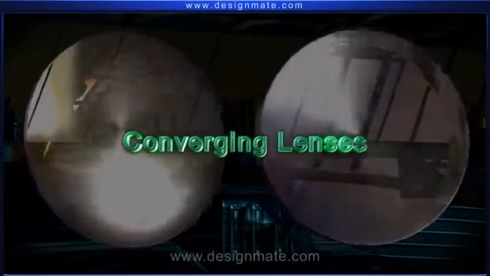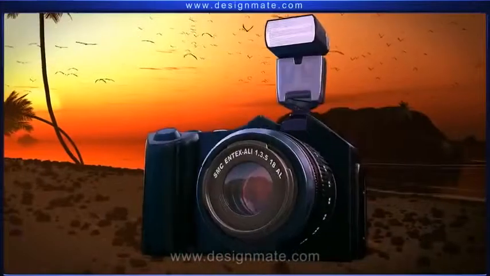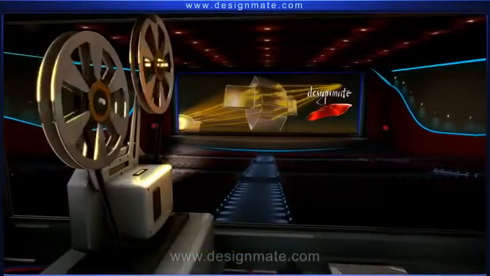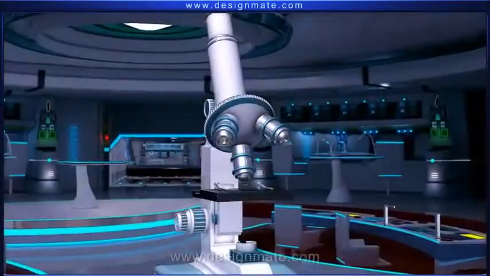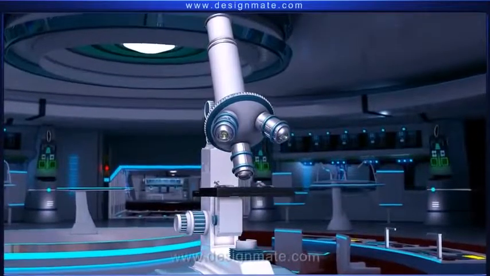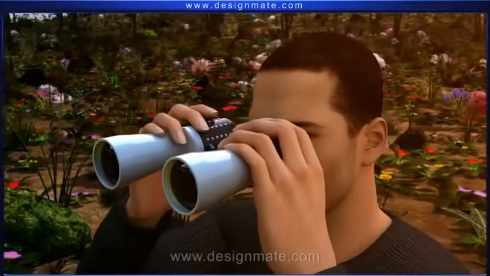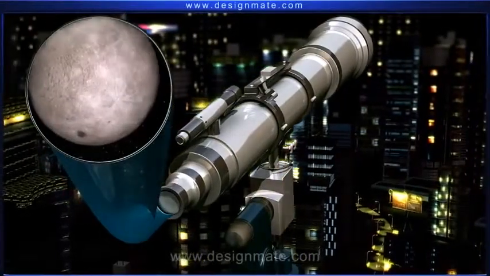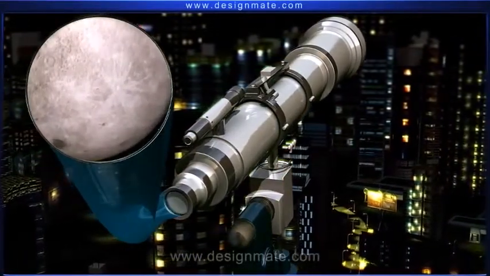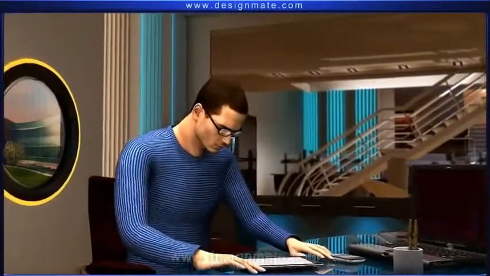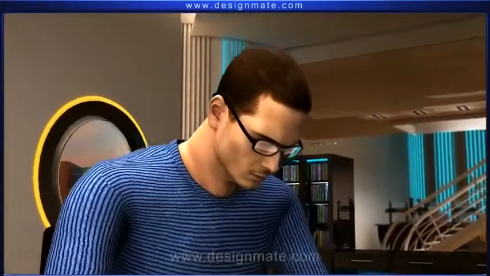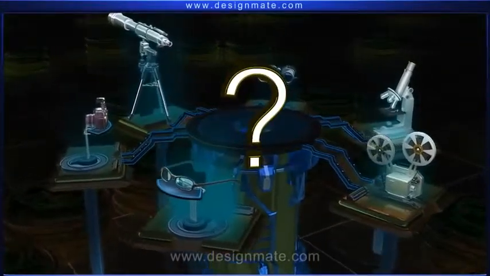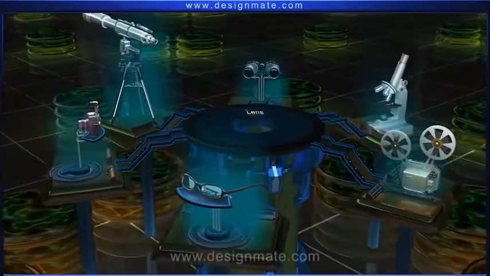Converging lenses, optical instruments like cameras, projectors, microscopes, binoculars, telescopes, etc., have drastically widened our view of the world. Eyeglasses allow millions of people to read and see in comfort. Have you ever wondered which optical component makes all this possible? It is simply a lens.